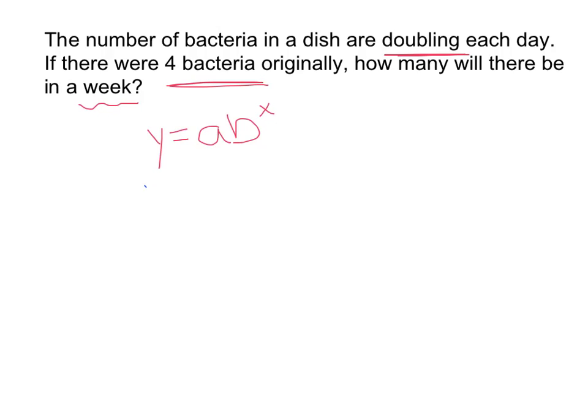So if we plug in what we know, y equals 4, because that's the initial amount of bacteria, times 2, because if it's doubling, it's going up by 100%, and 100% plus 100% is 2, to the x, and in this case it's a week, so x is actually 7. So 4 times 2 to the 7th is going to tell us how many bacteria there will be in a week. We want to get our handy-dandy calculator out to help us with that, and we get 512.